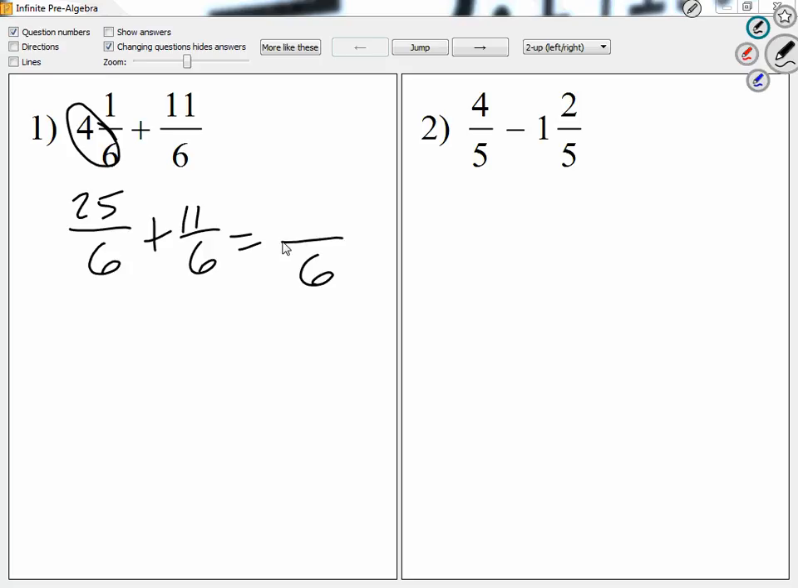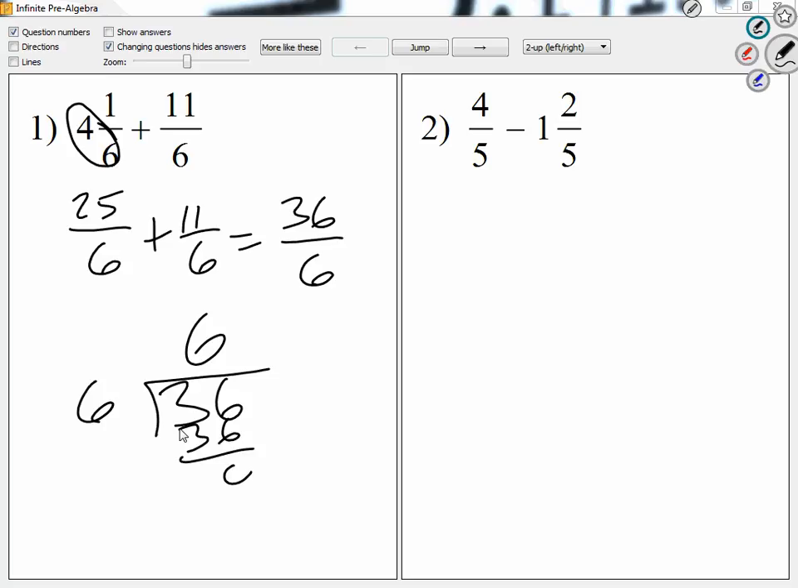Yesterday we learned that the denominator is the same. We just copy it. How much is 25 plus 11? 36. I have an improper fraction, right? The bigger number is on top. So we have to divide. 36 divided by 6. How many times is 6 going into 36? 6 times. I know 6 times 6 is 36. There's no remainder. So then there is no fraction. If there's a remainder, we put in a fraction.